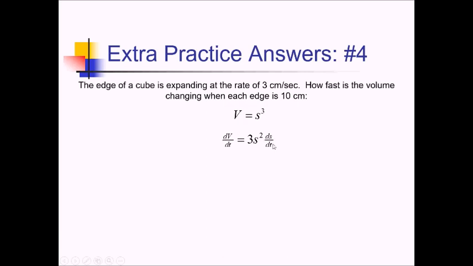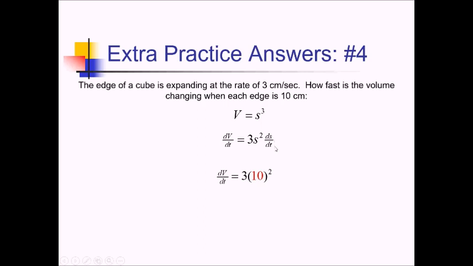So everything here is treated as a function of time. So ultimately, we want to know how fast the volume is changing. So we're trying to solve for dV over dt. And that means we better know what s and ds over dt are. Well, s, that is the edge, the length of the edge at this point in time that we're talking about. So that's this 10 centimeters here.